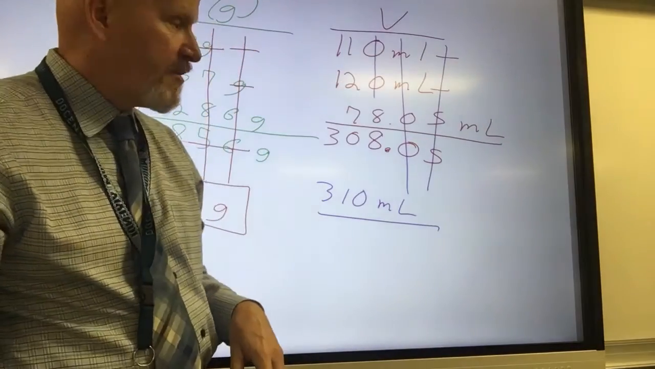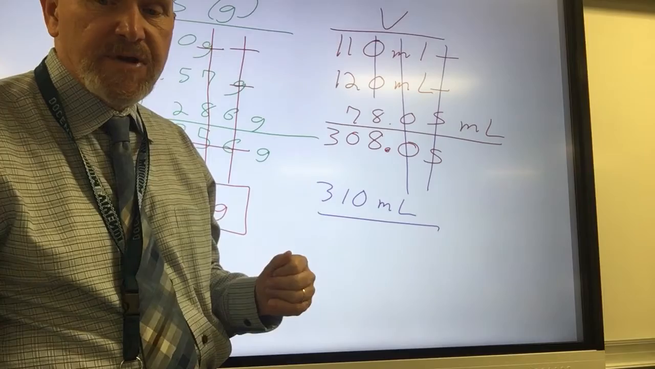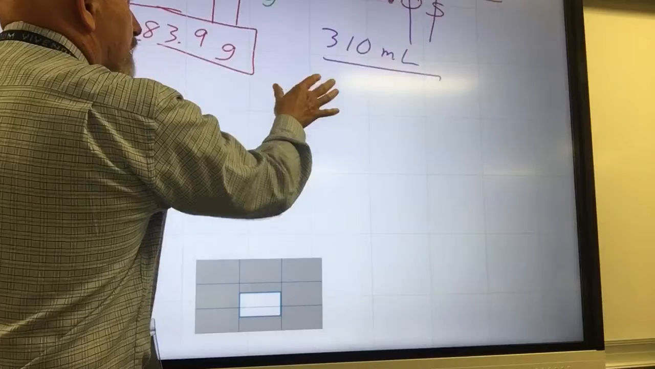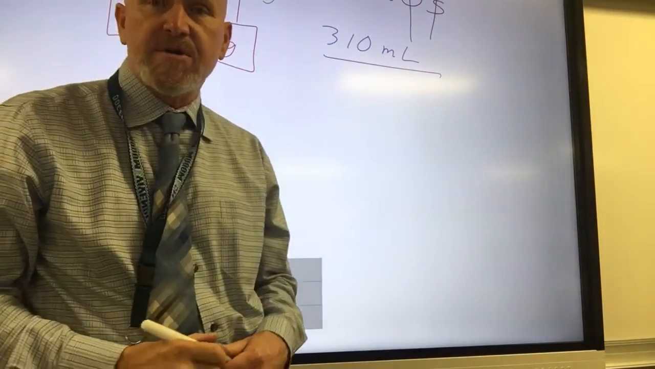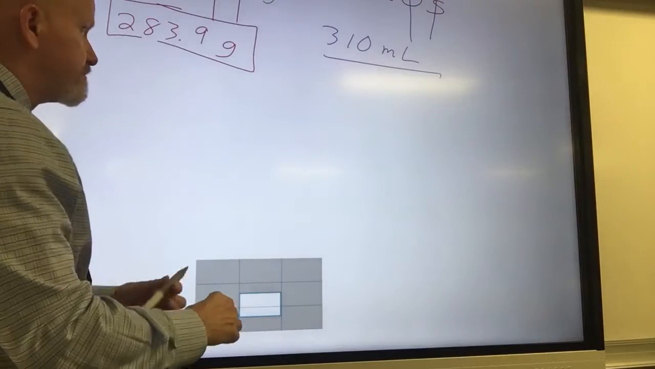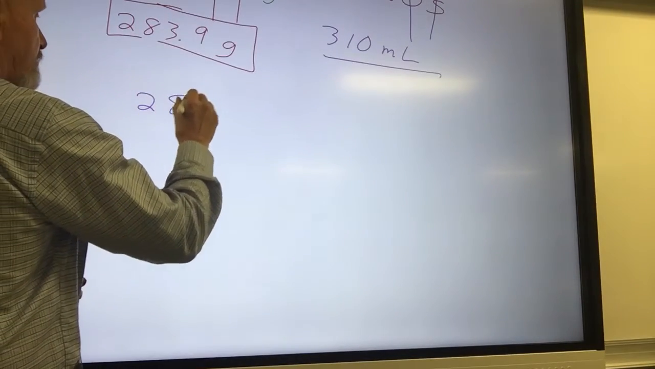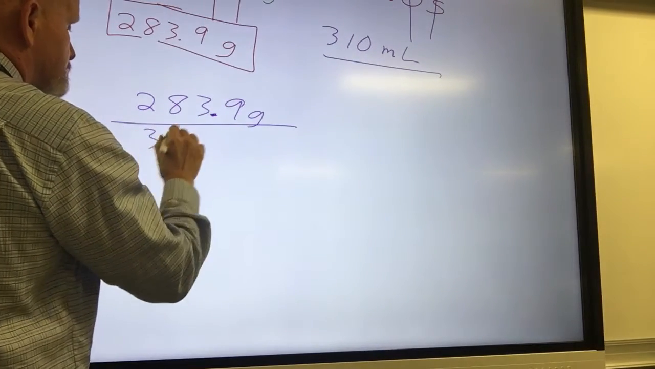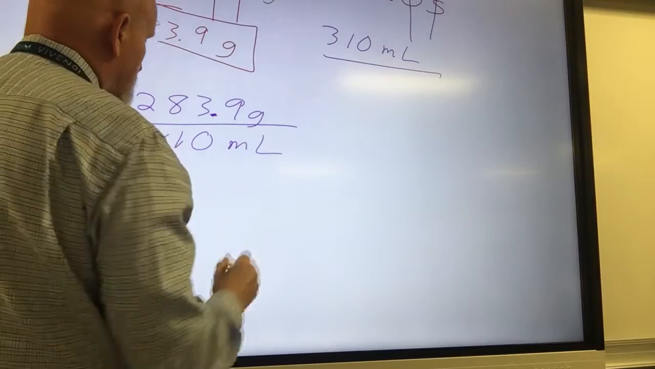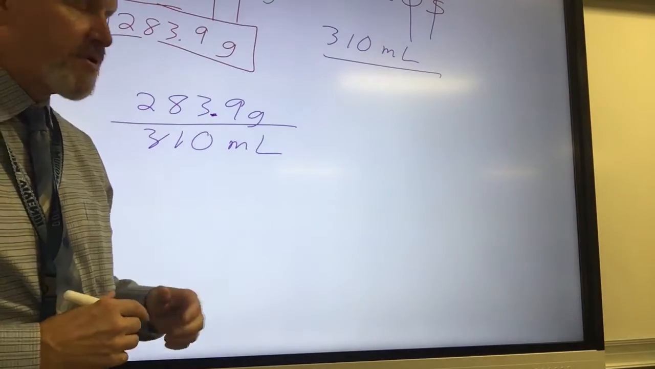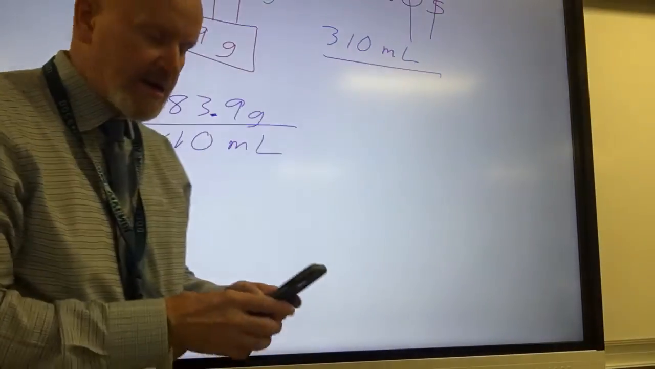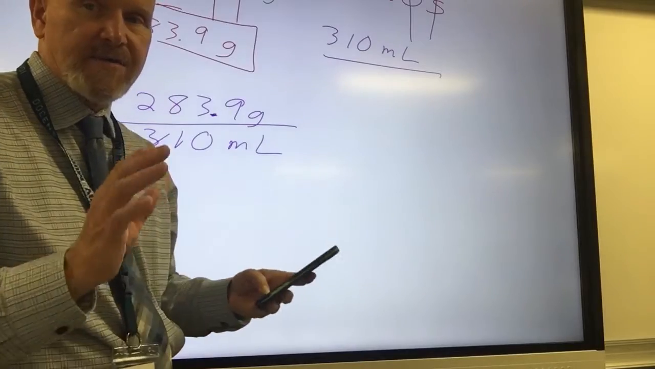Okay, so now we've done all that. What do we do? Let's go ahead and see if we can find the density of this. Okay, let's take our two numbers. Density is mass divided by volume. So I'm going to take my 283.9 grams and divide that by 310 milliliters. So if I go ahead and use a handy dandy calculator, and please bring a calculator to class every day, we're really going to need that. And let's see what we come up with.